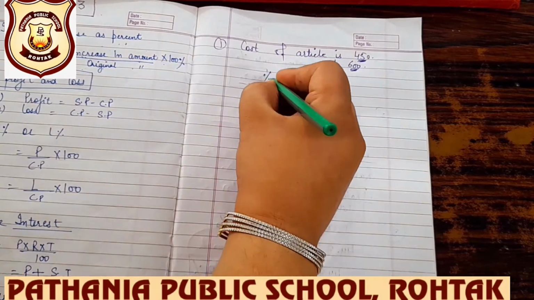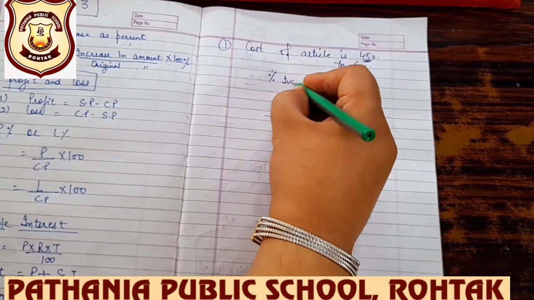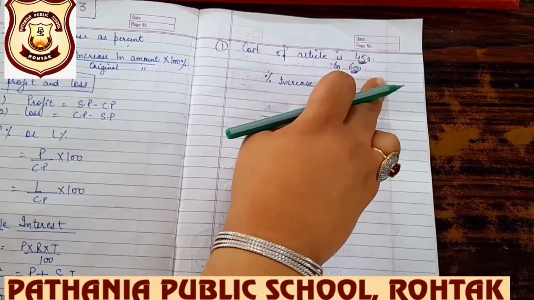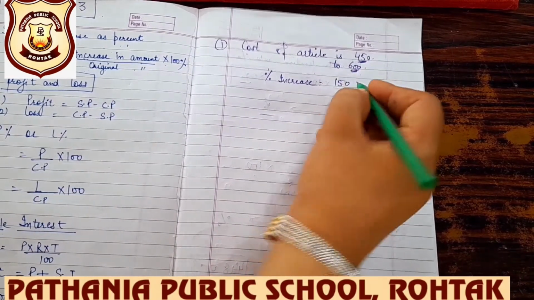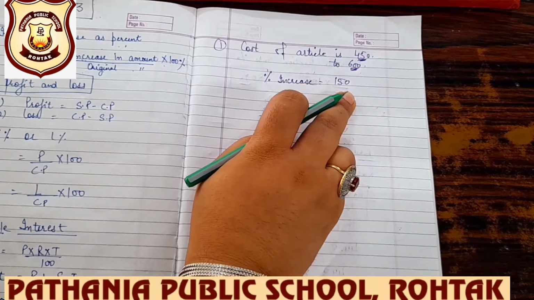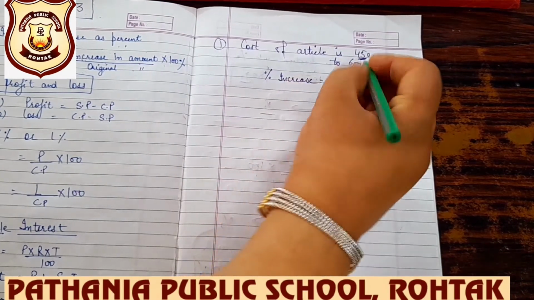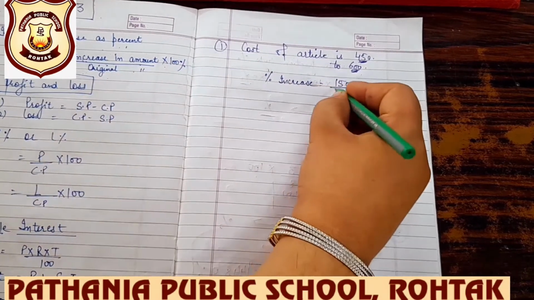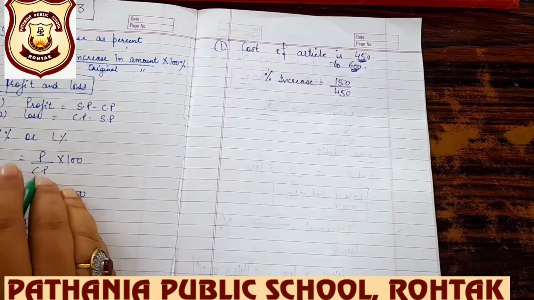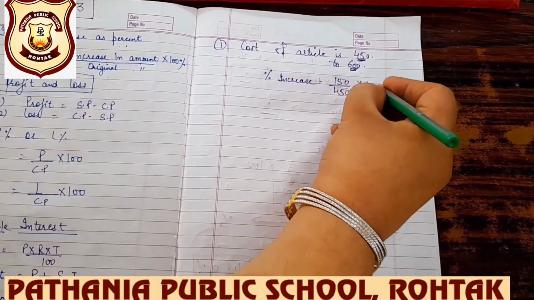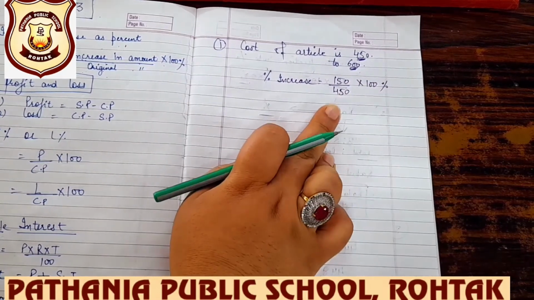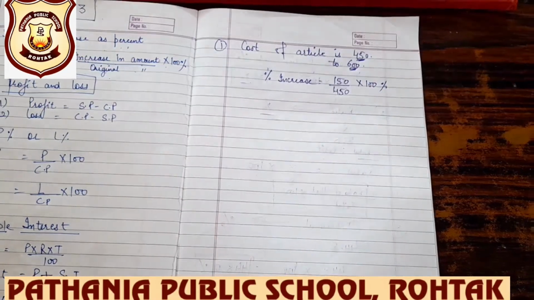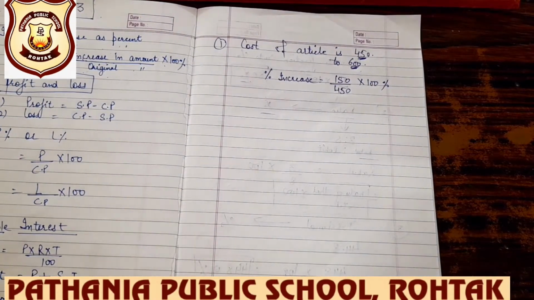So first of all apply the formula for percentage increase. The formula is increase. So first of all find the difference of these. It is 150. This means 150 is the increase in the amount. Downside you will write the original amount. What is the original amount here? Here original amount is 450. Now multiply this with 100%. Reduce it and you will get the answer. So this way you will do increase or decrease in the amount.